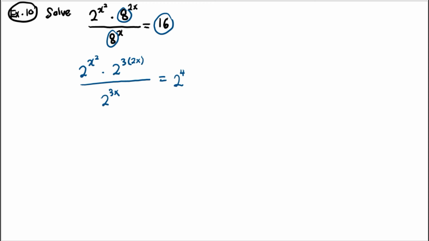I'll have, if you want to multiply it to the right side also, okay. All right, so you have 2 to the power of x squared, multiplied with 2 to the power of 6x. This one will become 2 to the power of 4 multiplied with 2 to the power of 3x. Some of you may see this and think you multiply this one with this one.